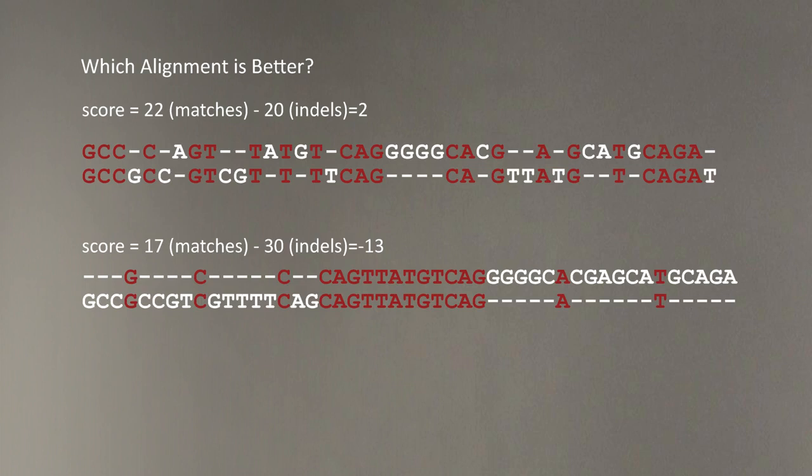On this slide, you see two alignments, and the question arises, which alignment is better? The alignment on the top actually has a higher score, but the alignment at the bottom has a lower score but is more biologically relevant because it shows a very strong match of short sequences.